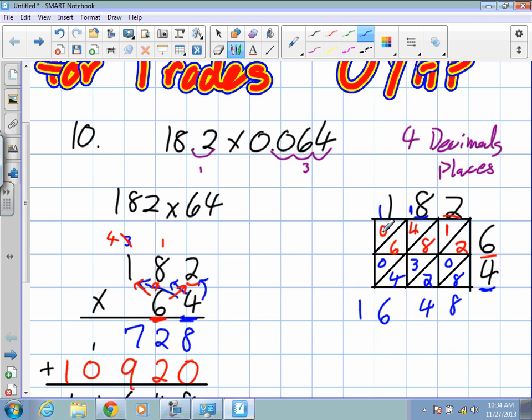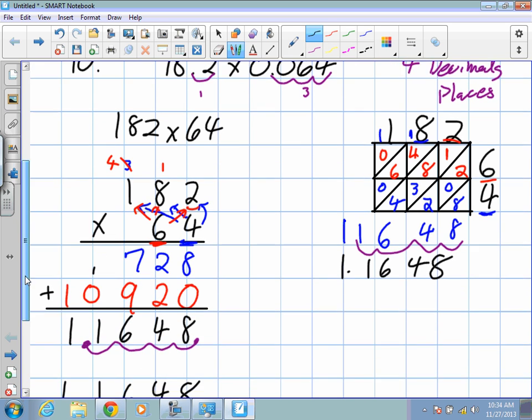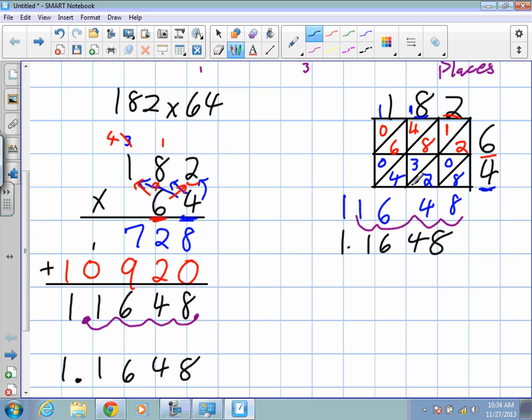How many decimal places were there? 4. So 1, 2, 3, 4. And we get the number 1.1648. So this is a lot less in depth than this version. But we haven't practiced this much. So we should stick to what we're very good with.